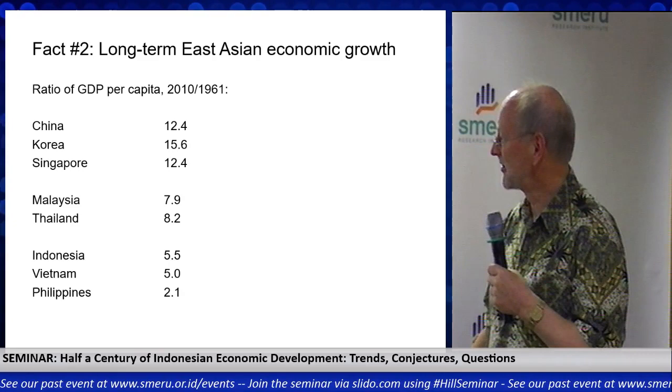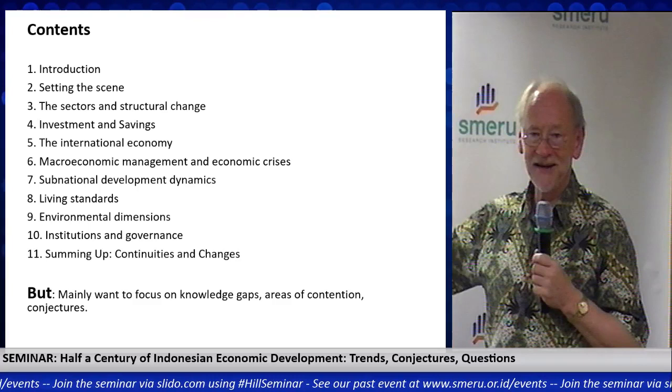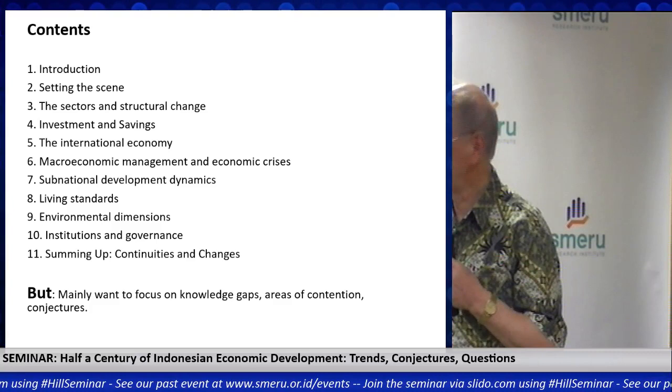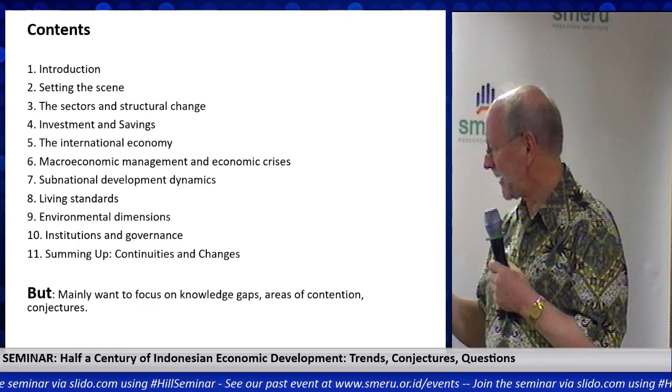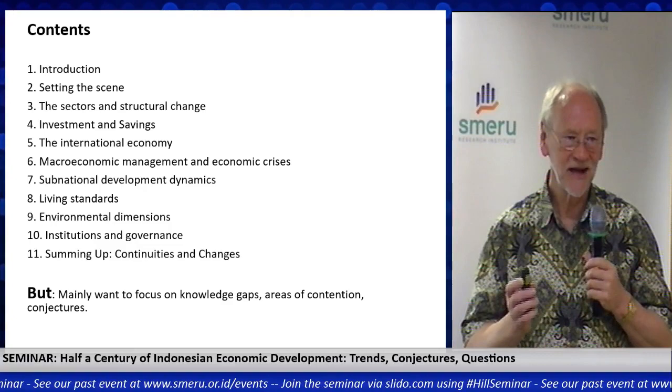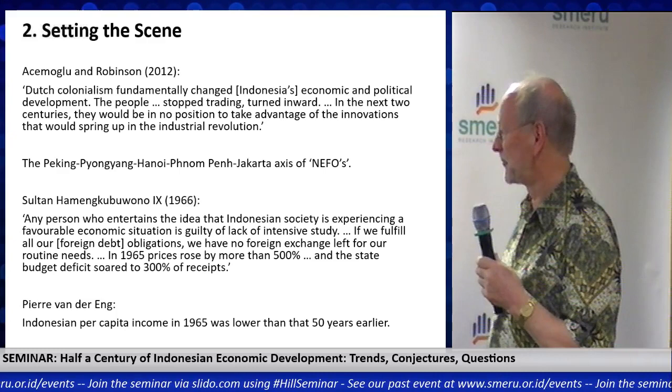Okay, so this is the content. This is roughly the contents of the book, so each topic is roughly one chapter. I haven't got time to talk about every bit, but this is just to give you the picture. I want to mainly focus on knowledge gaps and areas of contention, conjectures. I'm looking for ideas from you, please, suggestions on how to think about some of the big issues where I'm not sure.